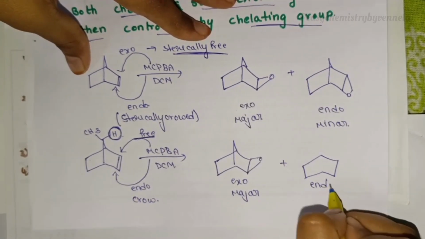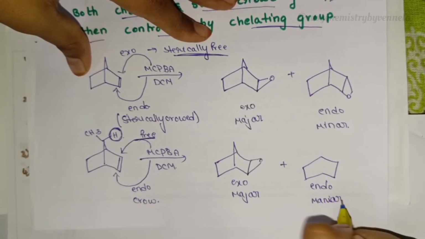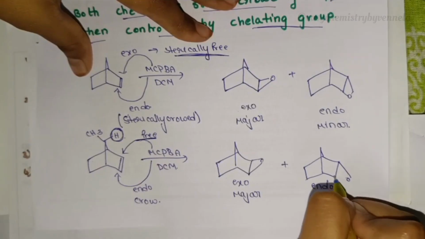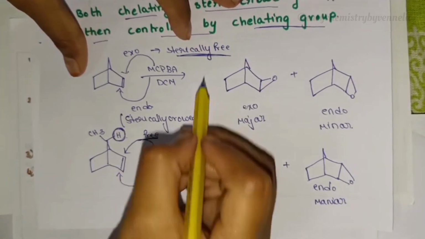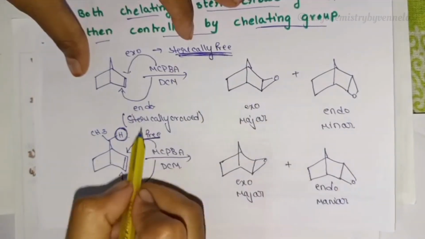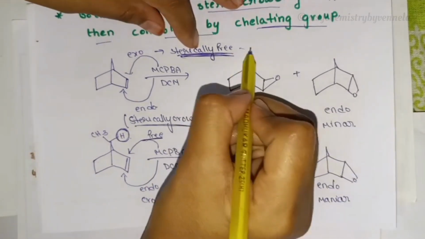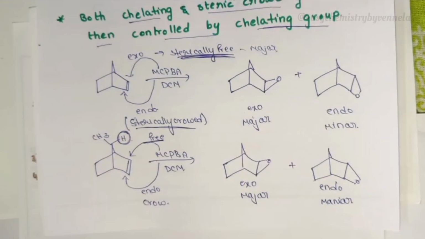Here, major and minor products are based only on whether it is sterically less hindered or sterically crowded, for that single reason. If it is sterically free, that is major. Sometimes it is exo and sometimes it is endo.